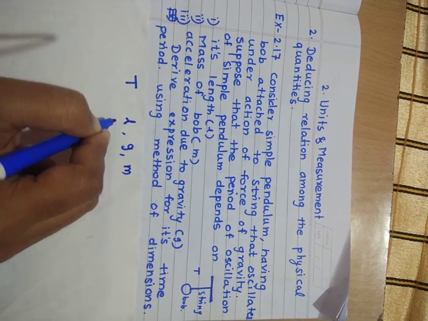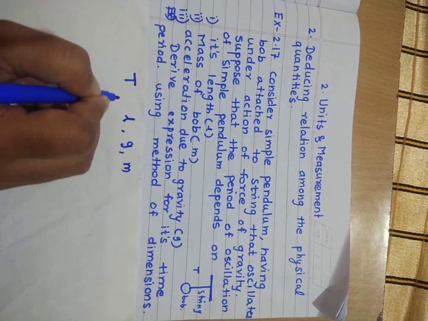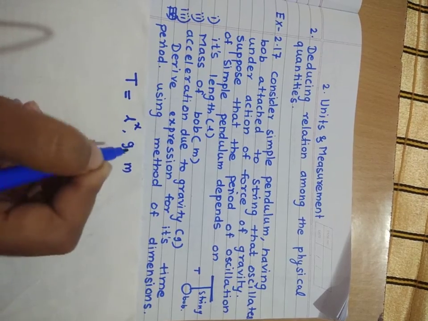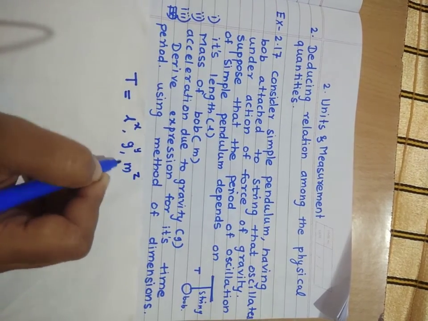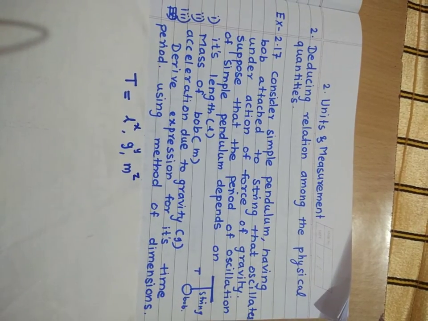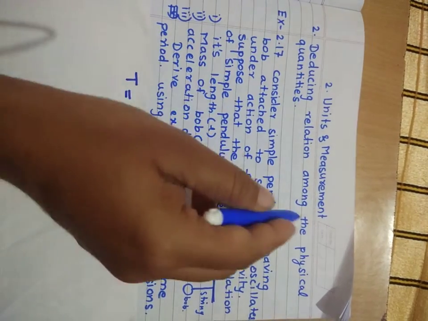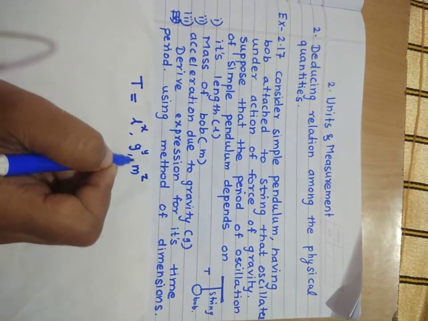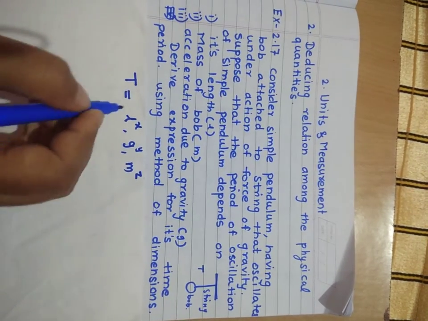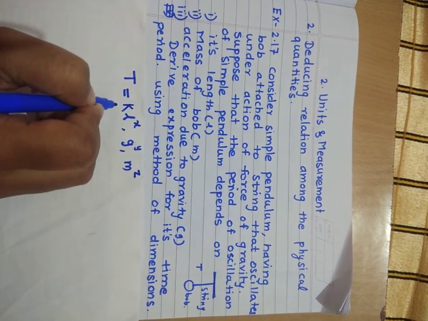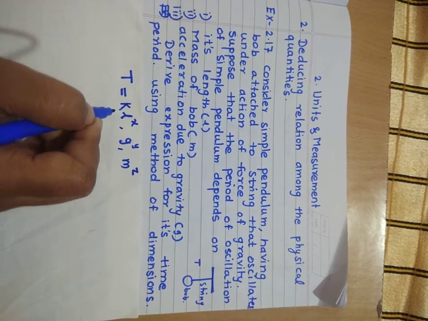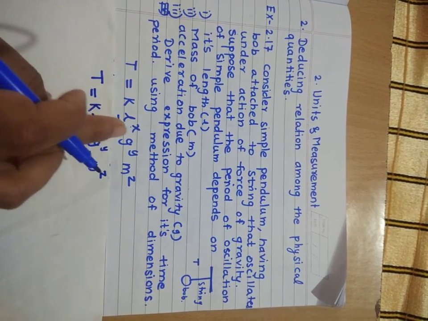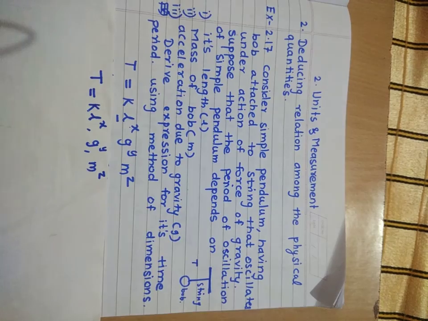Okay, so here we can write the equation for it. T is equal to L raised to x, g raised to y and m raised to z. Why have we written this equation? Because we are going to find the relation between the physical quantities. We don't know what x, y and z are, and we will find that here. So we have to take a constant, K, the dimensional constant. So see here we have written this equation: T is equal to K L raised to x, g raised to y and m raised to z.